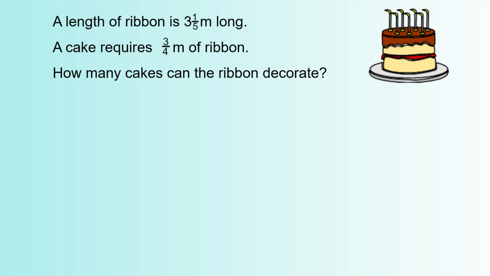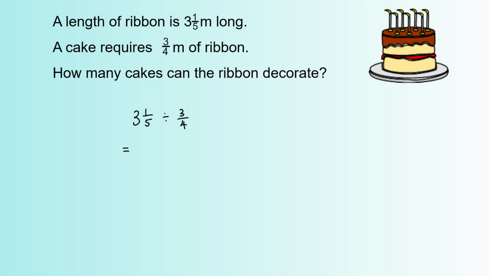Here, we want to find out how many of the 3/4 meter ribbons we can get from the 3 1/5 meter that we have to start off with. And if you're looking to see how many of something fits in something else, you're talking about division. So we're going to take the 3 1/5 meters that we have, and we're going to divide that by the 3/4 we need for each cake. And once we've gone through that process, we're just back into the routine steps for dividing.